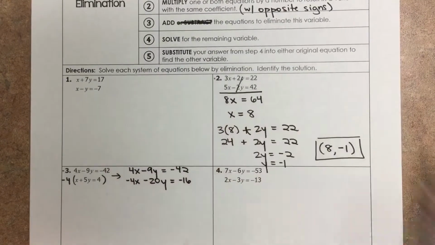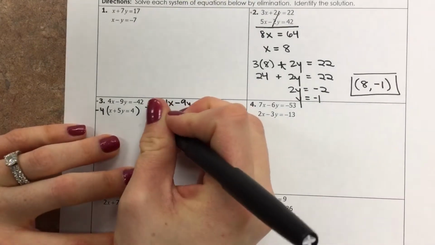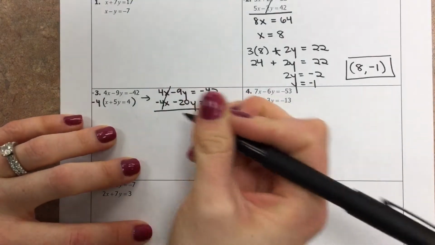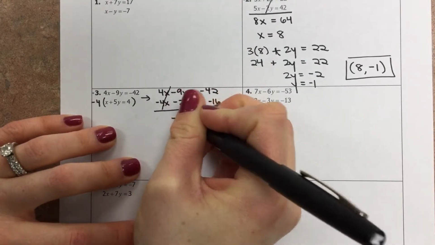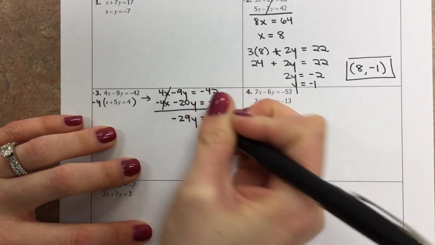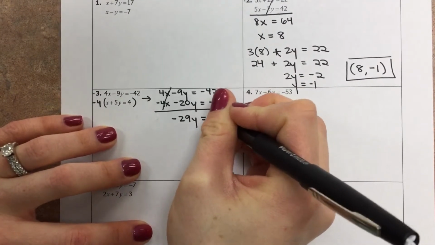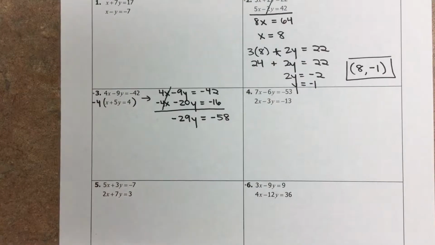Step 3, add the equations to eliminate this variable. So I'm going to add these two equations together. That'll make the x's eliminate. This will leave me with a negative 29y is equal to, and then I add these together and I get a negative 58. So that was step 3. I added the two equations together.